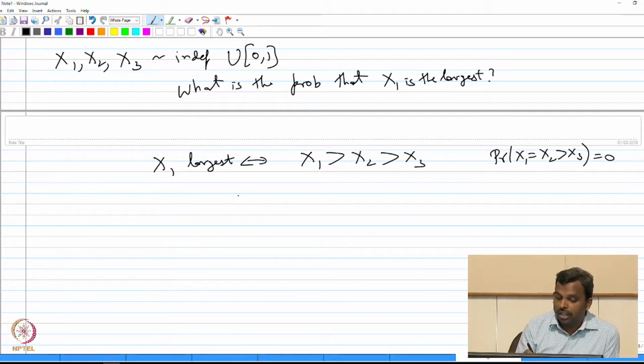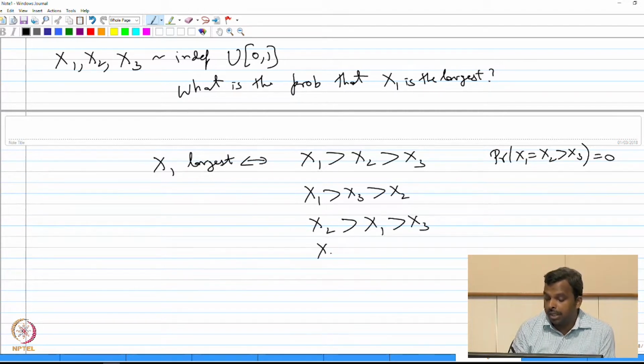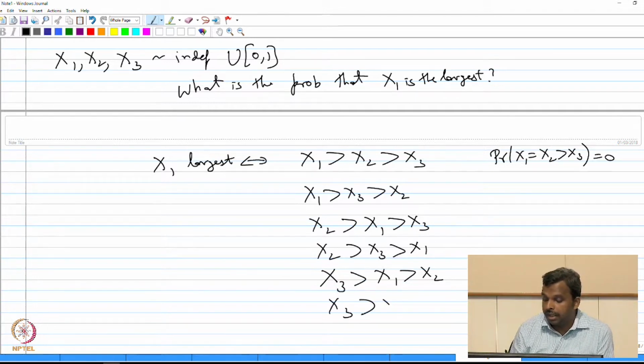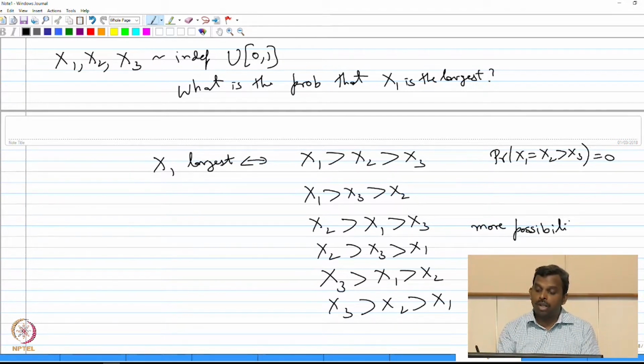So what are the various different orderings possible? You can have x1 greater than x2 greater than x3, or x1 greater than x3 greater than x2. Remember, it's critical that any equality I don't have to consider. If you have to consider equalities, things will become more murky. The other possibility is x2 greater than x1 greater than x3, x2 greater than x3 greater than x1, x3 greater than x1 greater than x2, and x3 greater than x2 greater than x1. So there are 6 different possibilities here, and additionally some more possibilities with equality, but all of them will have probability 0.